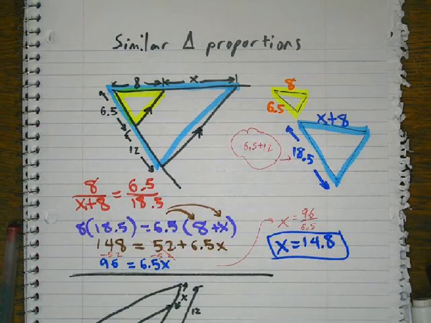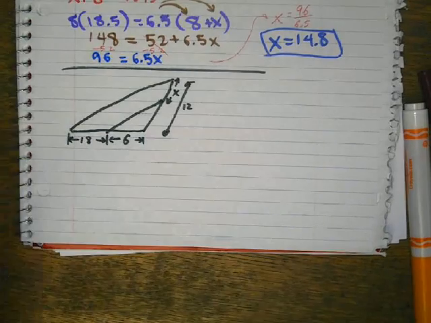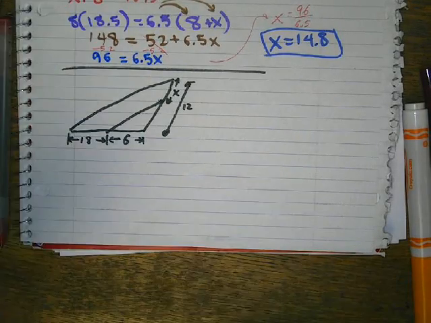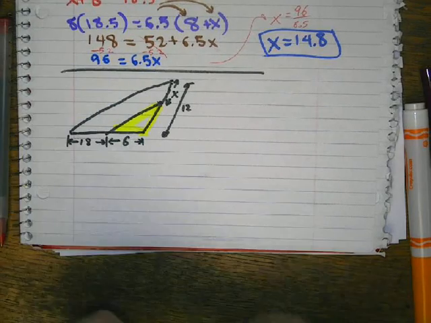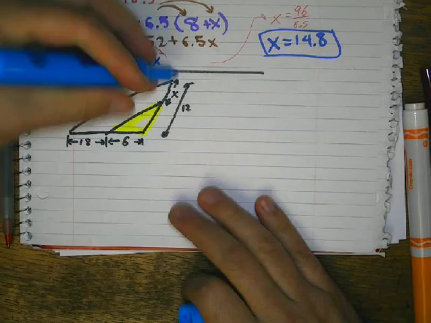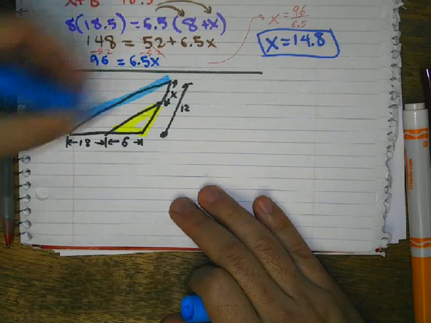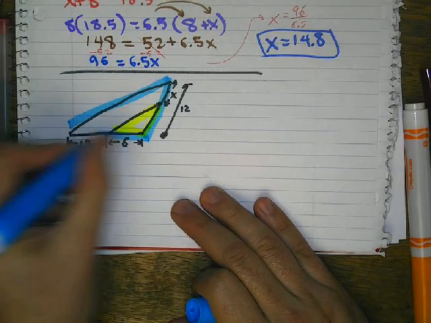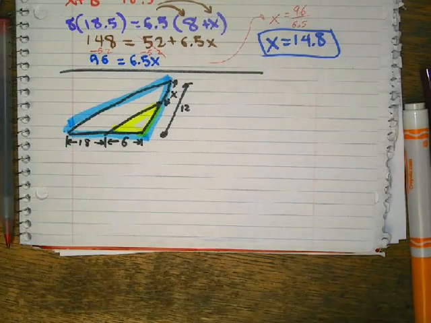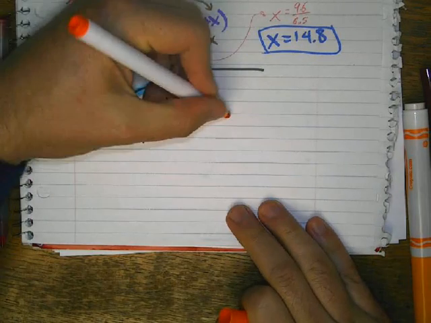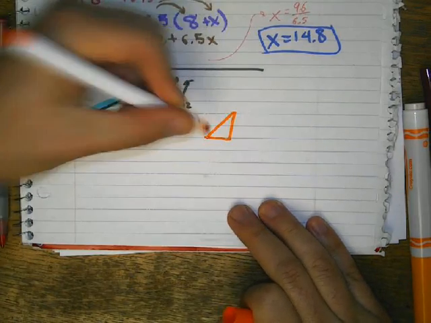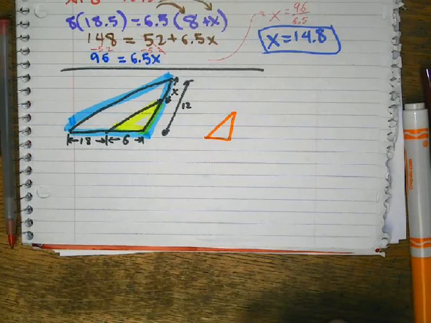All right, now let's do another example. Okay, same situation. I've got this smaller triangle, and I've got this larger triangle. So just like in the previous example, I'm going to draw the smaller triangle, and we're going to draw the bigger triangle.